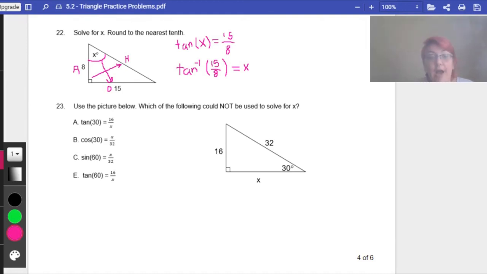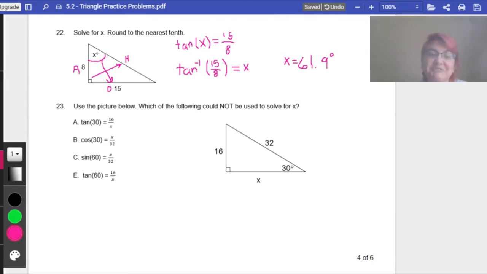All right. So either way, you should get x equal to 61.9 degrees as the measure of your missing angle.